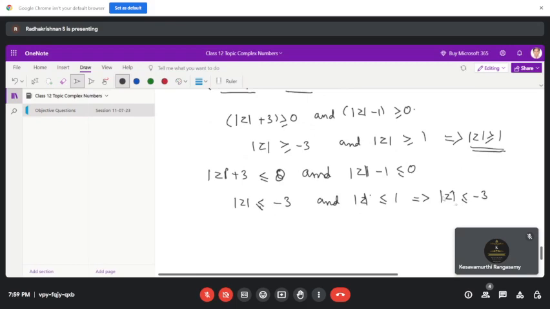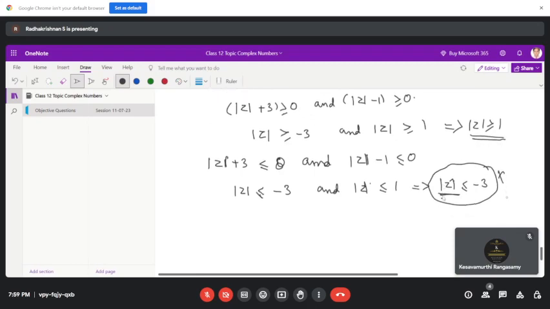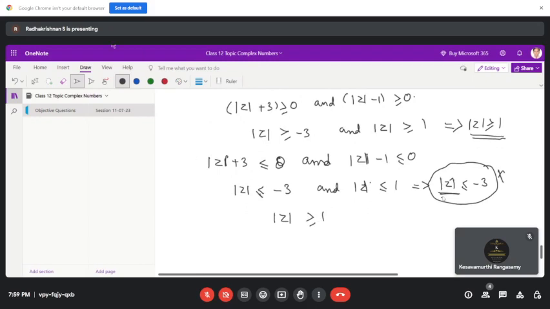Okay, very good. But mod z is by definition a positive quantity. So this is the positive square root of a square plus b square, it's a distance, right? So this is positive. So this solution is invalid. So the only solution that is left is mod z greater than or equal to 1. So is that option given? Yes, sir. Option number 1, right? So that is your answer.